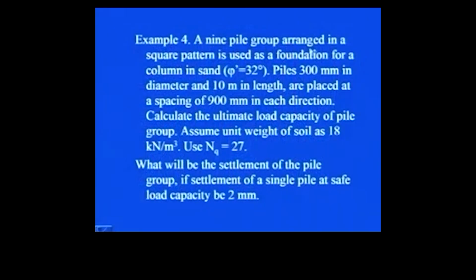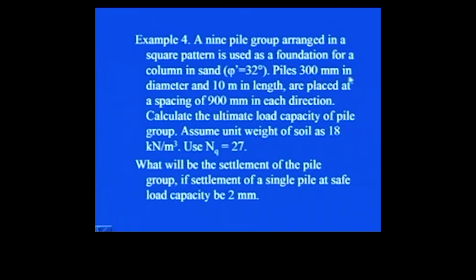So, the statement of the problem is: a 9 pile group arranged in a square pattern is used as a foundation for a column in sand. Phi prime is 32 degree. So, you have to remember that it is a pile group in sand. Since it is sand, cohesion is 0. Phi prime is 32, which is given.